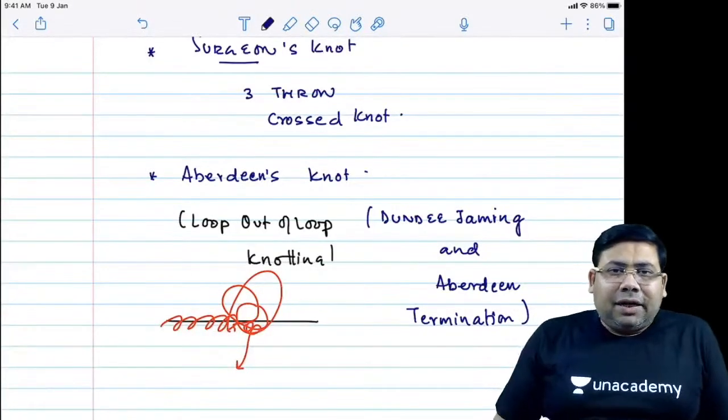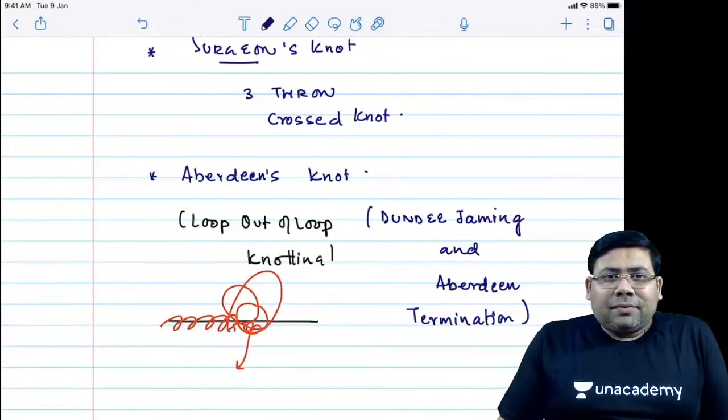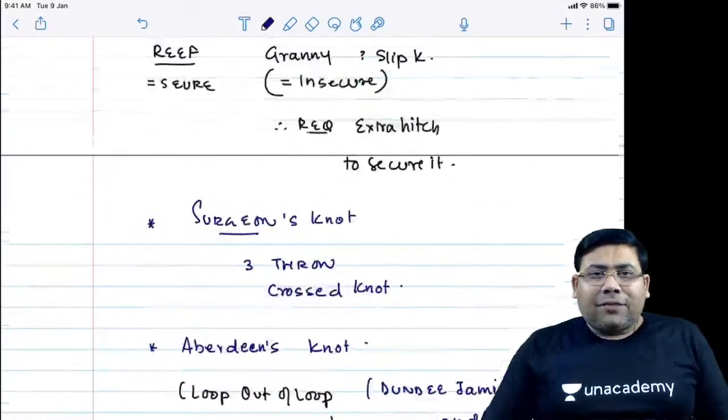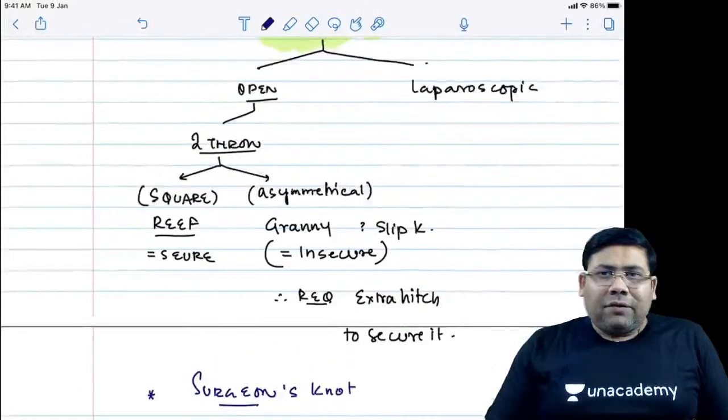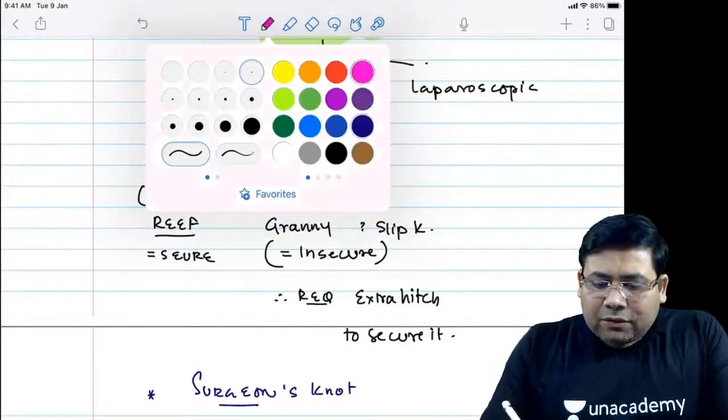Are you getting this? Dundee jamming and Aberdeen termination. Clear? Next is when you talk about laparoscopic knots. Clear to everyone? When you're talking about laparoscopic knots, what are they?